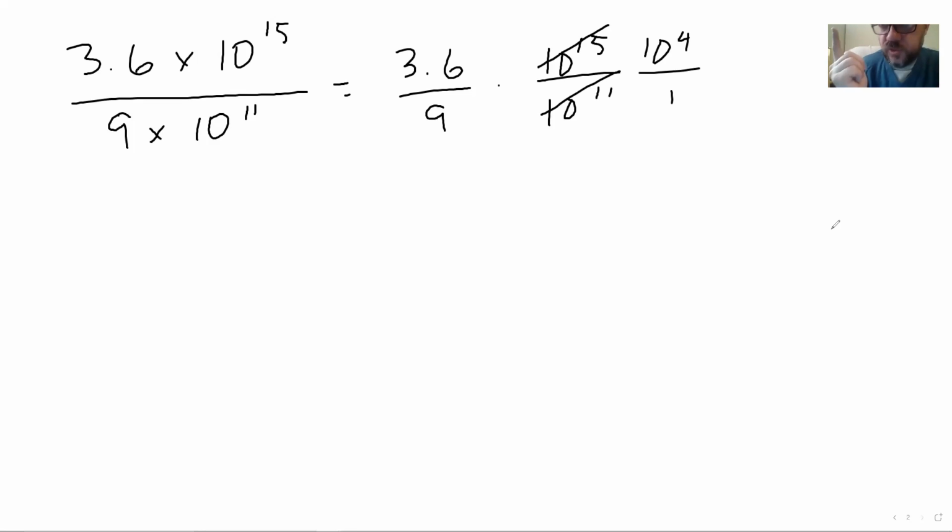3.6 over 9, you can just jam that into a calculator. You can also notice that 9 goes into 36 4 times, so this is 0.4. So this is going to be 0.4 times 10 to the 4th. Now, that is not official scientific notation because this needs to be a number between 1 and 9, right? So I don't want to use 0.4. I want it to be 4 point something.